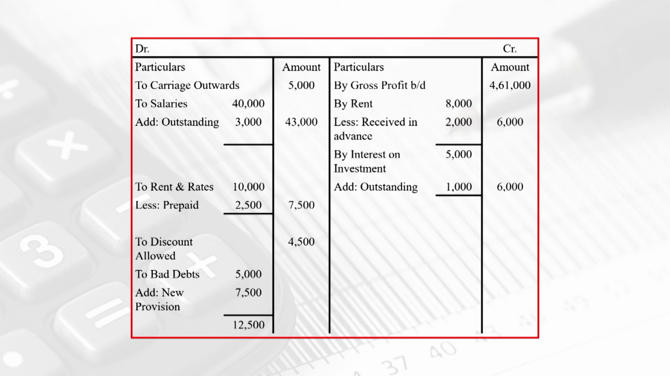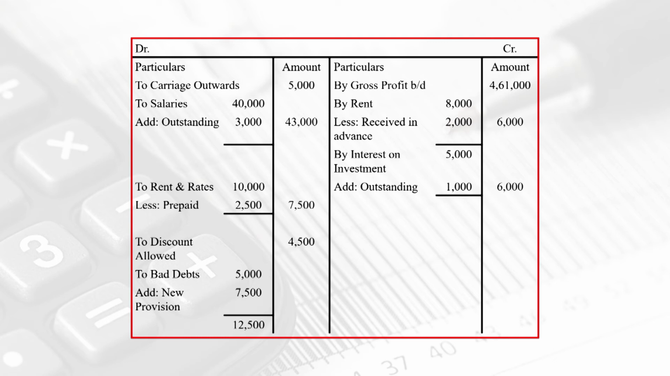Then there is one adjustment regarding rent also. So we can see what that adjustment is. Yes, this is the adjustment. Rent to the extent of rupees 2000 has been received in advance. So it means that of the amount of rupees 8000 which is shown inside the trial balance, 2000 is included as rent received in advance. So this rent received in advance is given outside the trial balance. Therefore this amount of rupees 2000 will have its impact at a minimum of two places.